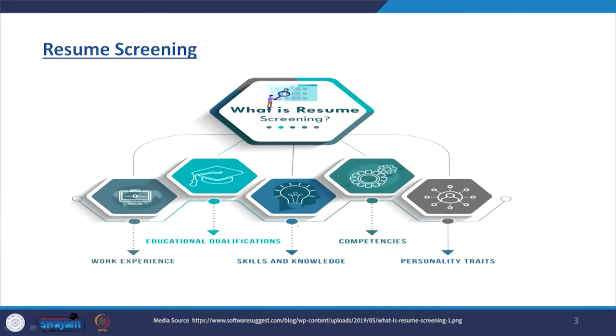keywords related to educational qualifications, skills and knowledge. In resume screening, this is the checklist of whether the candidate has that skill and knowledge or not. Then the competencies, knowledge, skill and attitude of that particular employee, and the personality traits, that is, what type of personality he has, so that if we acquire that candidate, he will be able to work with the organization.